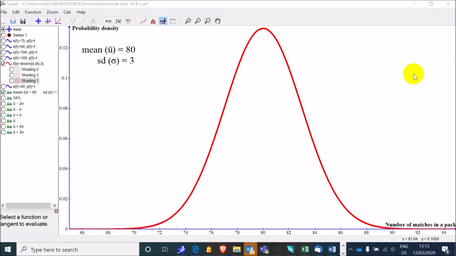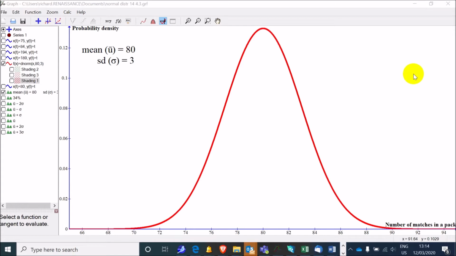As you can see, we are back to the normal distribution graph. In this particular case, I've been looking at matchboxes. How many matches do you find in the box? And when I measured, the mean was 80 and the standard deviation was 3. So sometimes you find a bit more in them, sometimes you find a bit less. That has to do with the packing.